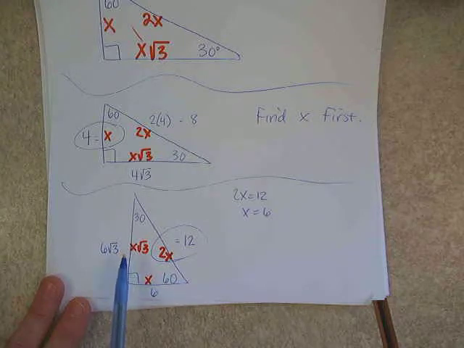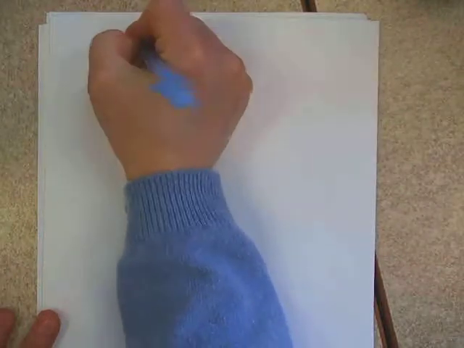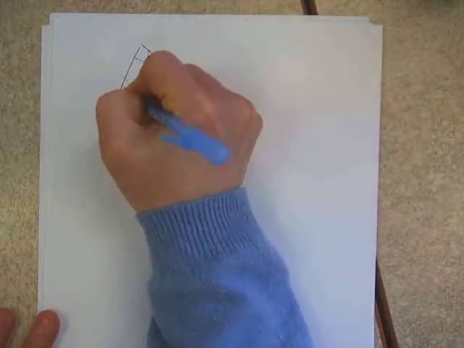Now you know they're not all that easy, okay? If they give us the whole number where the radical is, that's going to be similar to what you had to do with the 45, 45, 90. You're going to have to divide the radical out. So let's look at one of those.